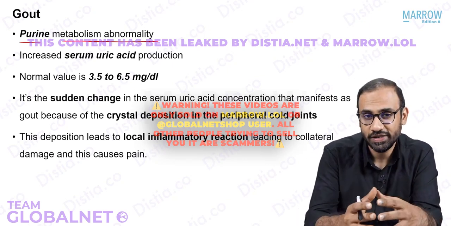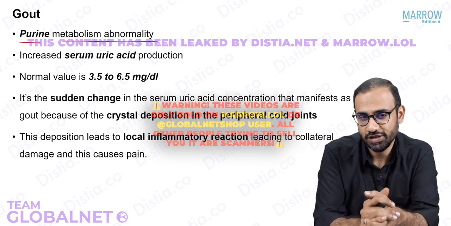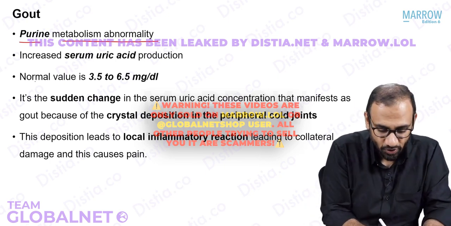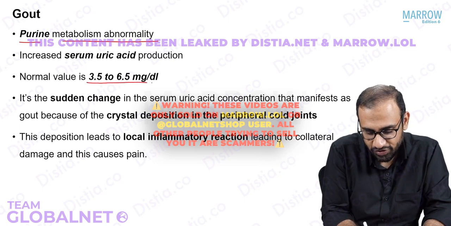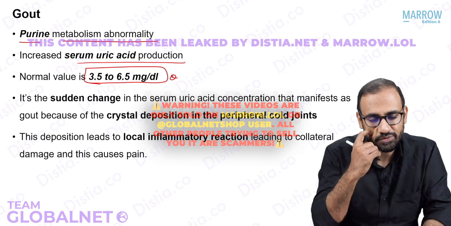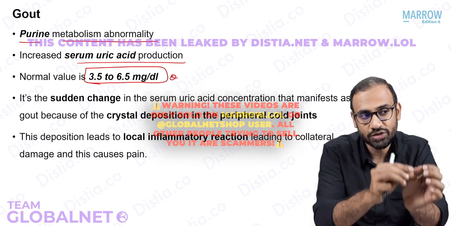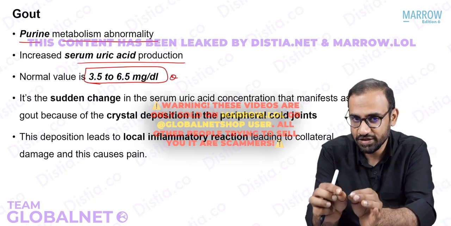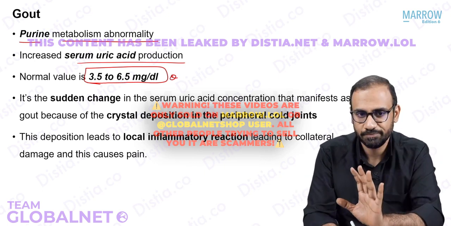The problem in gout is increased serum uric acid production. What is the normal serum uric acid? The normal serum uric acid is 3.5 to 6.5 milligrams per deciliter. It is the increase in the serum uric acid production that causes gout, which leads to the precipitation of the crystals into the joint. But please understand this.